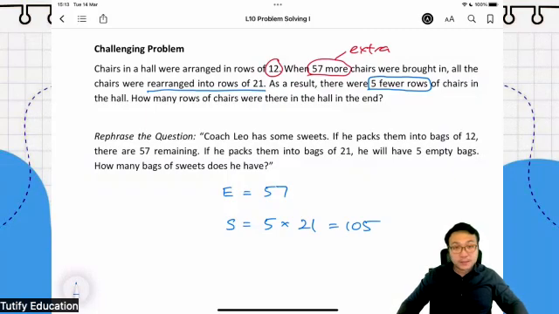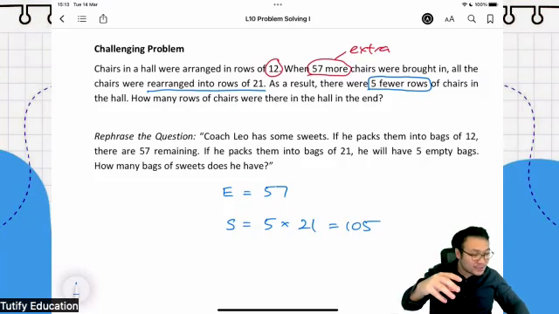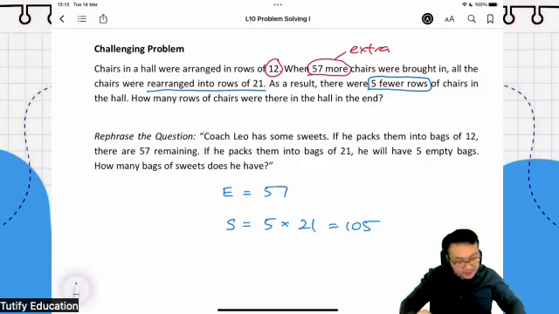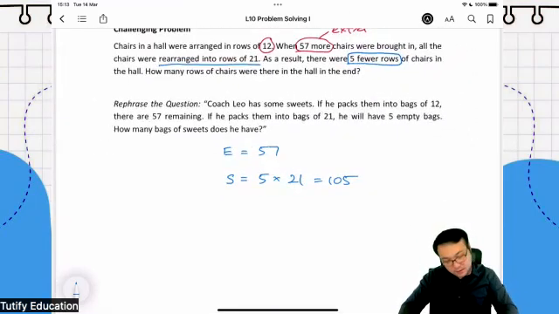Because you are having 5 empty rows, and inside each row is supposed to have 21 chairs, actually you're short of 105 chairs. If you have 105 chairs, then you don't need to leave an empty row. You can actually fill up all the rows. But too bad, you are short of 105 chairs. So the last 5 rows are empty. Okay? So this is the shortage.